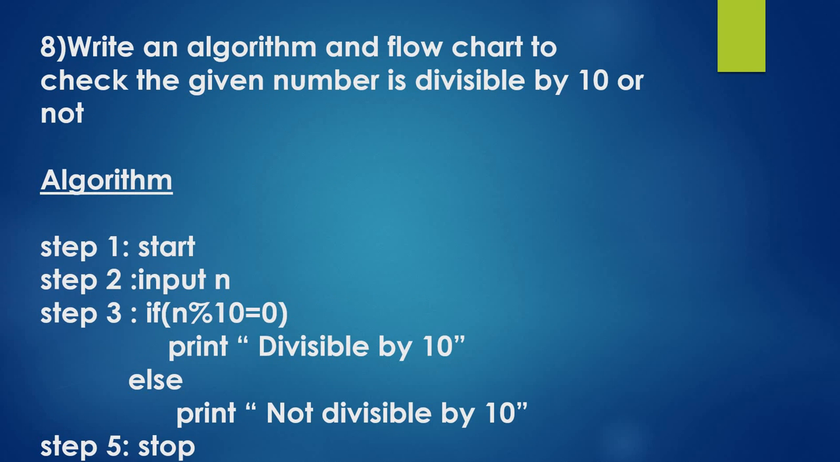Then how to write the algorithm and flowchart? First the algorithm. Step 1 start. Step 2, what is the input here? One number, that is n. Then process is step 3. If n mod 10 equal to 0, it is divisible by 10. Else means this condition is wrong. If n mod 10 is not equal to 0, it is not divisible by 10.